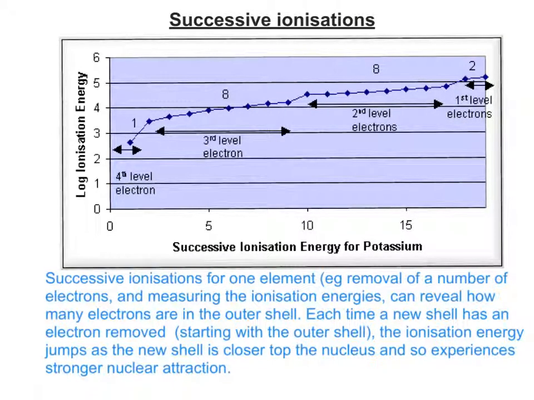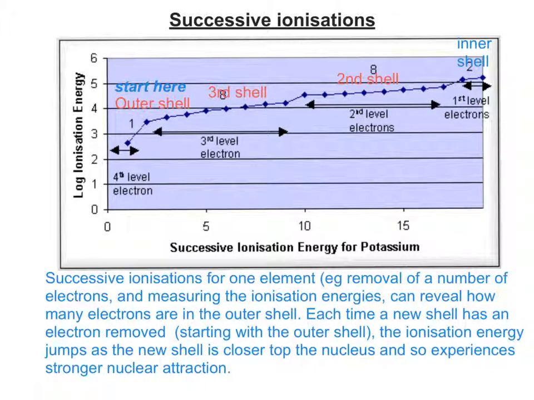So looking at successive ionizations for one element, they can be used to work out how many shells it has, and also how many electrons there are in the outer shell. In this one here, the outer shell is on the far right hand side, so you can see that it takes the most amount of energy. Sorry, that's the wrong way around, I'll just change that. That's better. Outer shell you start taking electrons from, and then you start on the third shell, then you start on the second shell, and then you start on the inner shell, like so.